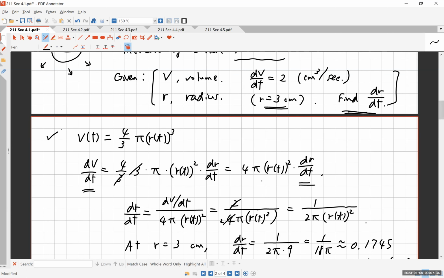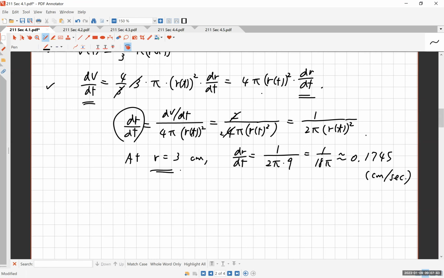Let's go back and look at this. You started with a given or known equation. You differentiated both sides with respect to t. You solve for the rate you're looking for. You plug in the number. You got it, right? Okay.